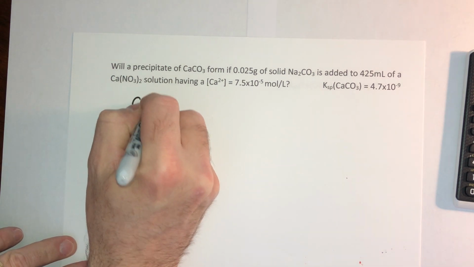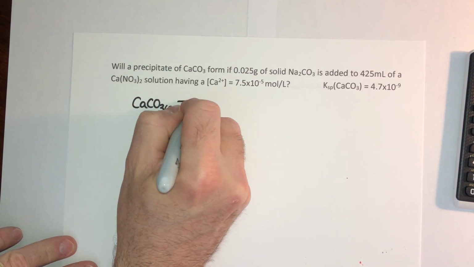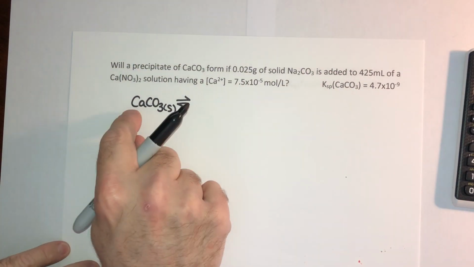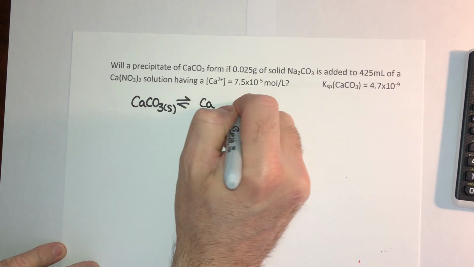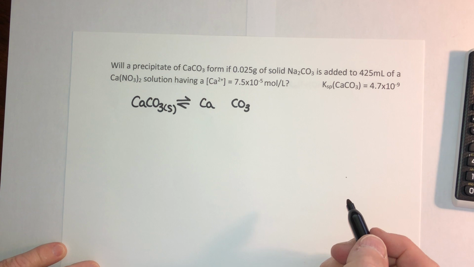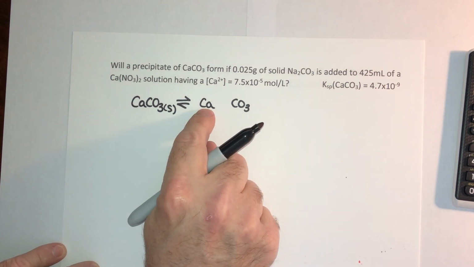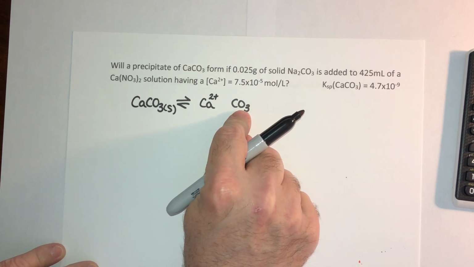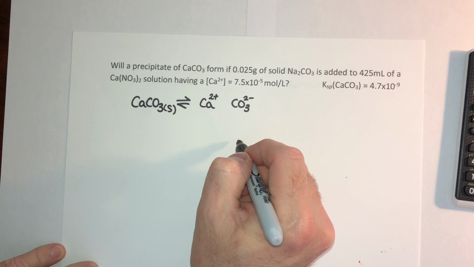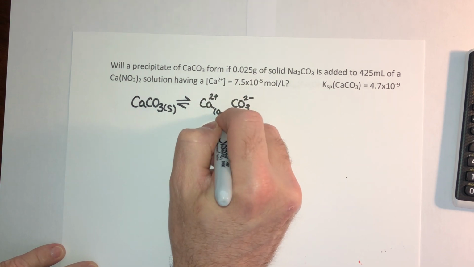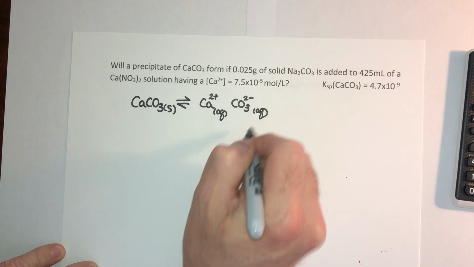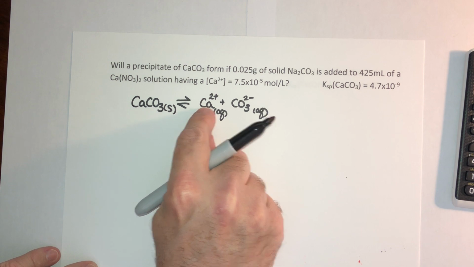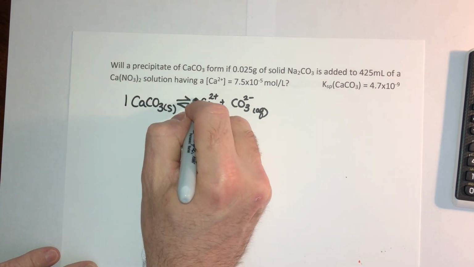So CaCO3, solid, in equilibrium with its ions as they break up and dissociate. So calcium carbonate is made up of calciums and carbonates. You have to put in the charges, right? Calcium is in column number 2, so it's a 2+. Carbonate is a polyatomic ion. It has a charge of 2-. The minute that they break up, they become aqueous. So aqueous and aqueous. And you got to balance this. For every 1 calcium carbonate, you get 1 calcium and 1 carbonate. So it is a 1 to 1 to 1.